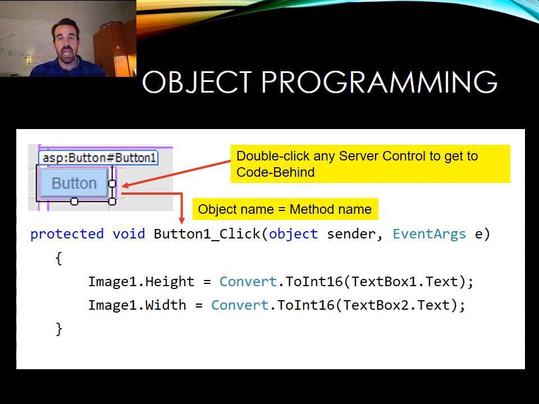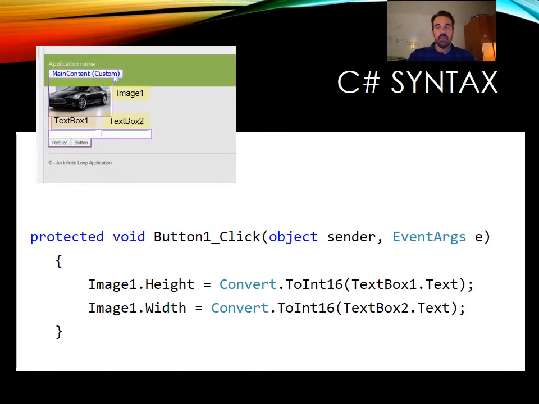And then to really add the programming, you just completely type it out. In this example, we have an image called Image1, a text box called TextBox1, a text box called TextBox2, and a button. As you remember from before, to get to the code behind, we double-click on the button, and that takes us to the Button1 click event handler. Inside these curly braces, we write this code.